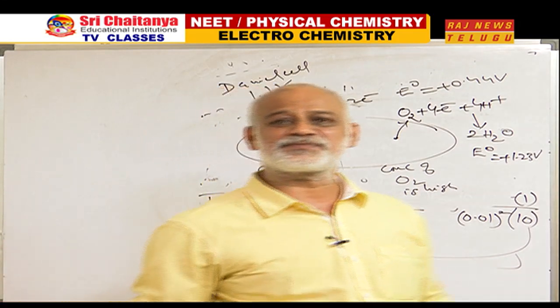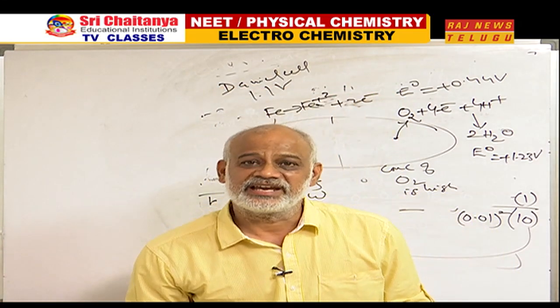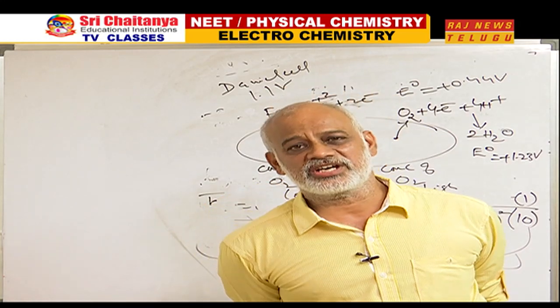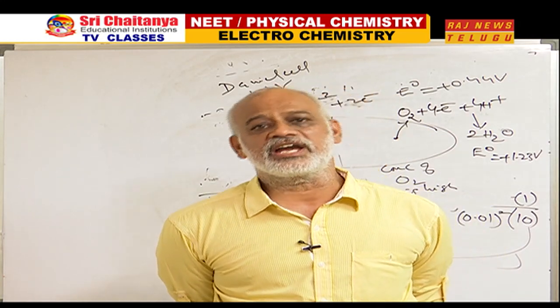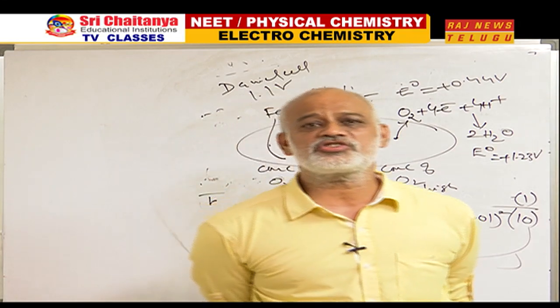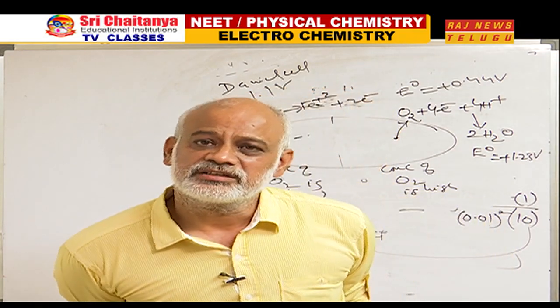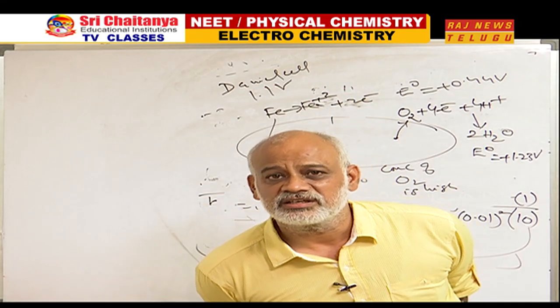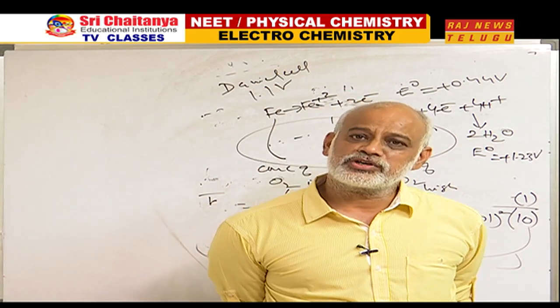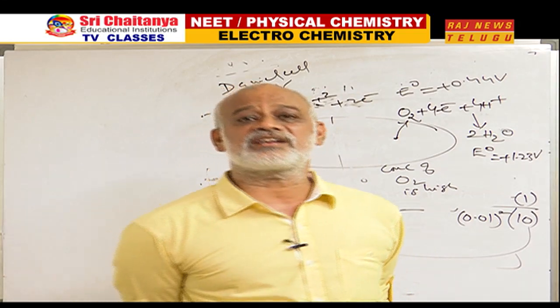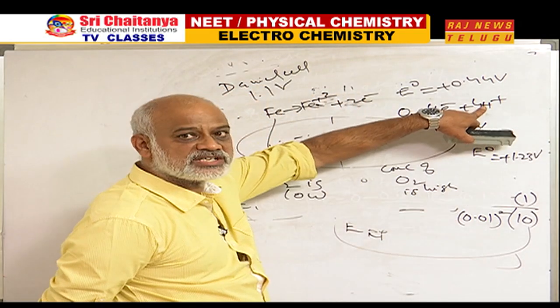Whenever iron is exposed to air, air contains a lot of moisture. That moisture reacts with CO2 of air to form what? H2CO3. It may also react with SO2 of air, forming H2SO3. So acids like carbonic acid and sulfurous acid are present in the air, which are actually the ones giving you this H+.